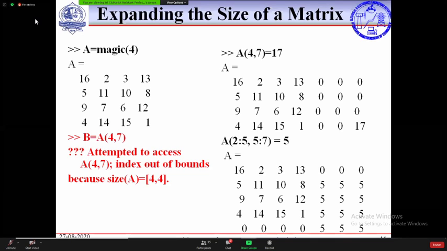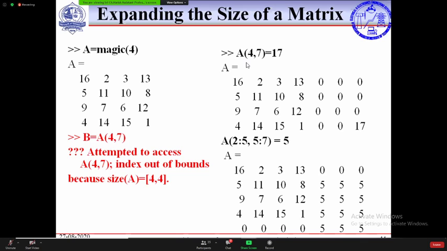Let us see here. Here A equal to magic of 4 is going to generate some value, which is 34. It is 16 plus 16 is 32, plus 2 is 34. So in the magic of 4, the summation of any row or column, or the diagonal also, is 34 only. Okay. Now what we are going to do, B equal to A of 4 comma 7. If you want to access this 4 comma 7, there are no elements in this one. We want to access that, there is no element, so it will give an error because the size is 4 by 4.